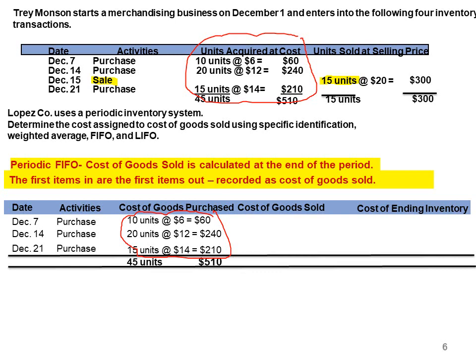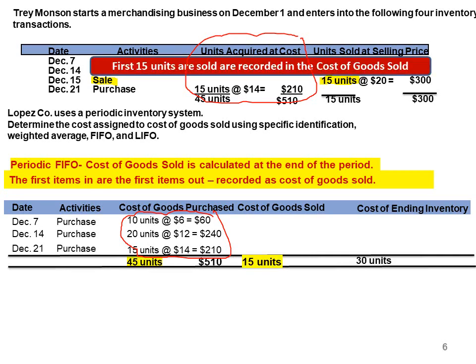Then we will start to analyze FIFO. FIFO indicates that first items brought into the company will be the first items that will be sold. So the first items in will be the first items out, and those will be recorded as cost of goods sold.